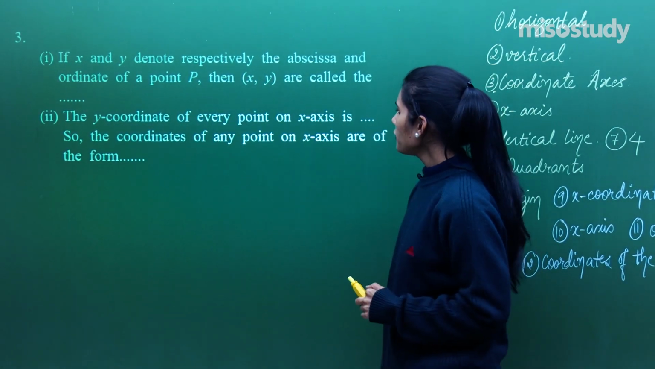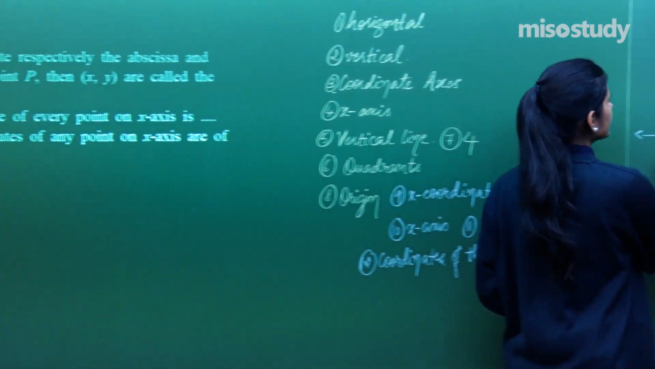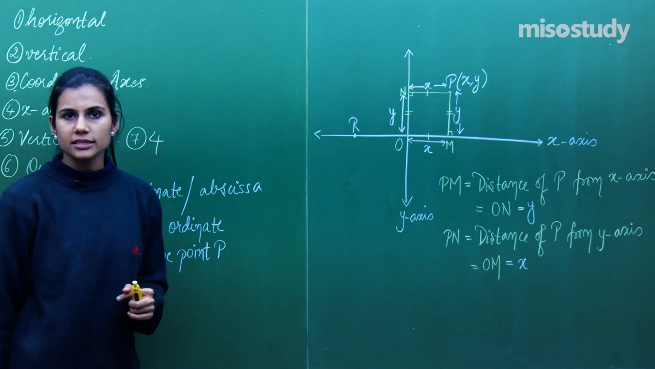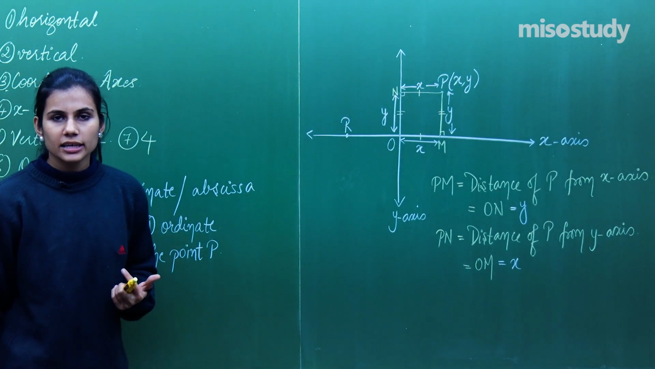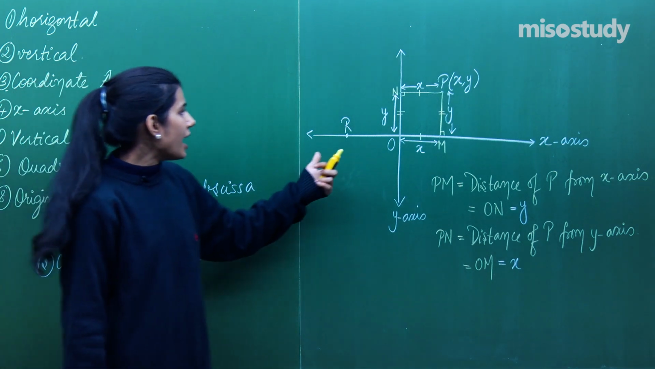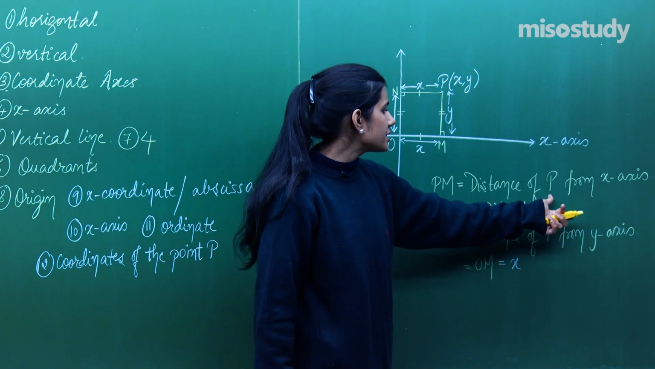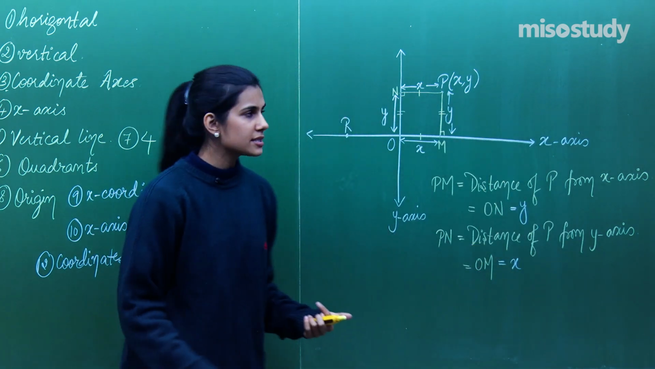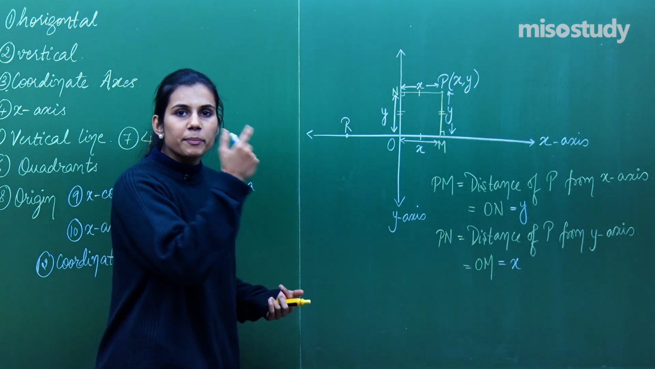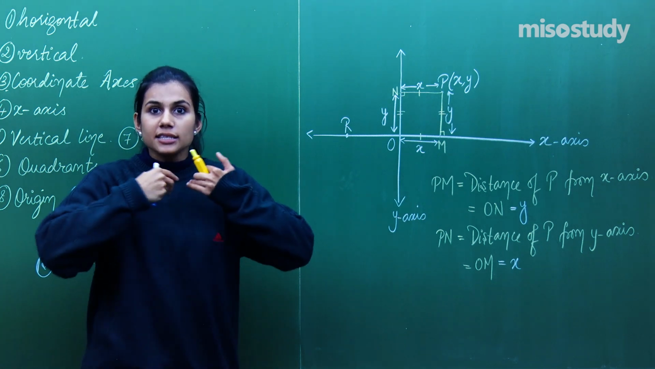The y coordinate of every point on x-axis is what? Now if a point is lying on the x-axis, say R is a point lying on the x-axis, what will be its y coordinate? Answer is its y coordinate will be 0. Why will it be 0? Y coordinate of any point is distance of that point from the x-axis. Y coordinate of point R is distance of point R from the x-axis. Because it itself is lying on the x-axis, its distance from the x-axis is 0.